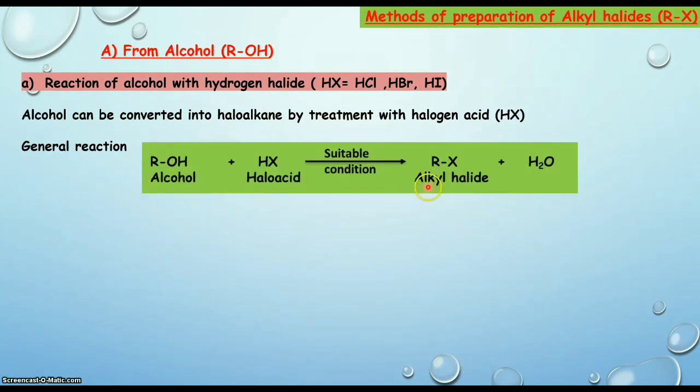This is the general reaction for preparation of alkyl halide from alcohol and halogen acid. As the method is the same, from alcohol the OH group is replaced by halogen and it forms the alkyl halide.